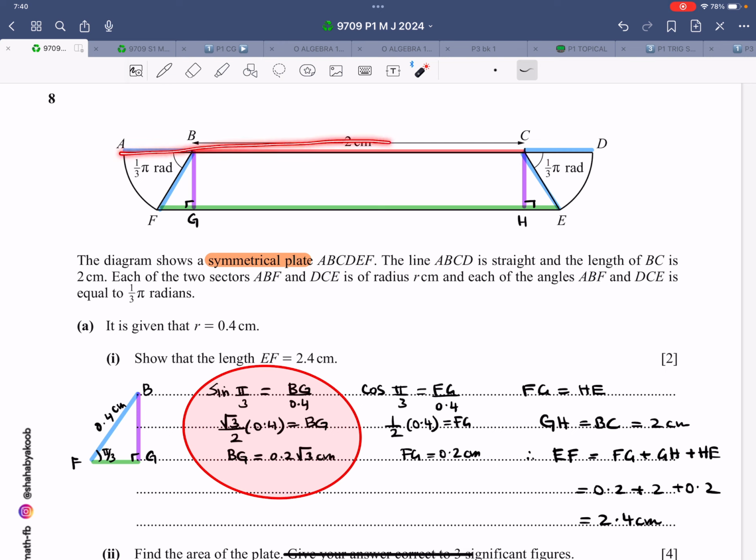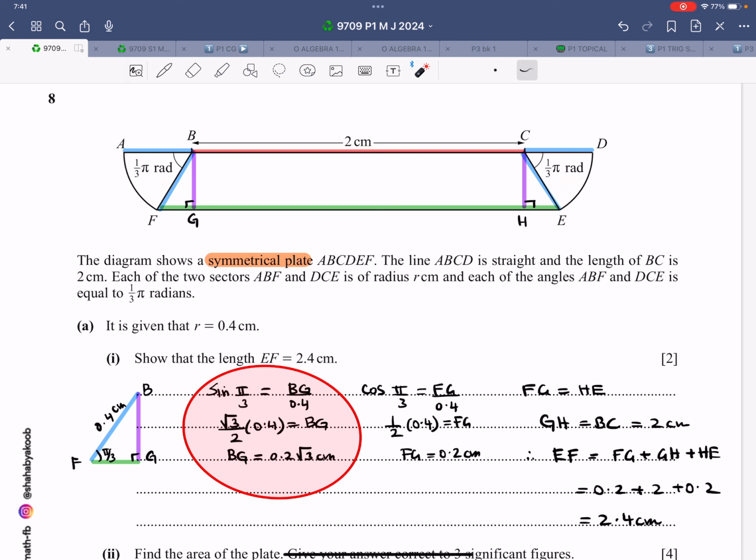So therefore ABCD is a straight line and the length of BC is 2 centimeters. Each of the two sectors ABF and DCE is of radius R. So this is R, this is R, this is R, this is R.